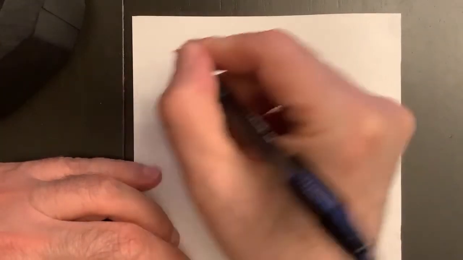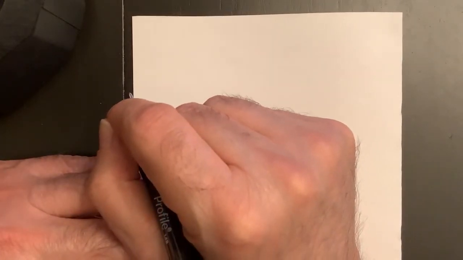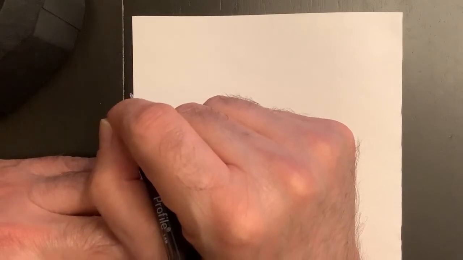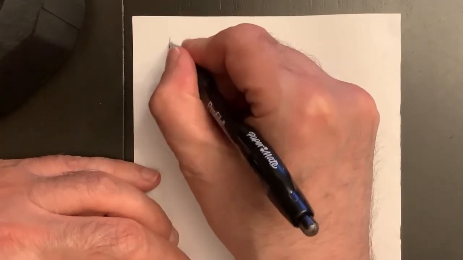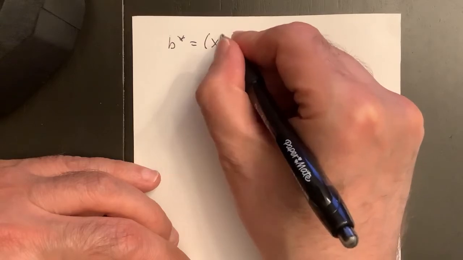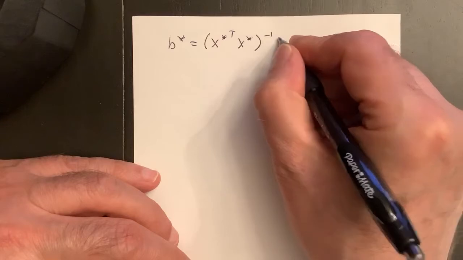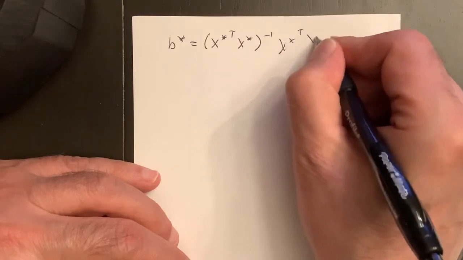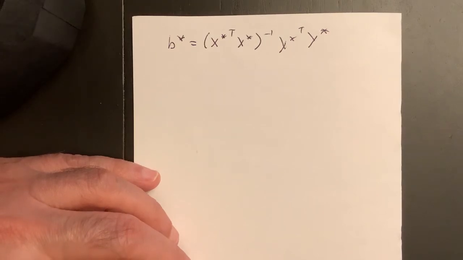Okay, so continuing from last time, what do we have? We have our correlation transformed variables, and we had a formula for b star, right? So b star is equal to, just like before, (X star transpose X star) inverse X star transpose Y star, where the star means they've undergone the correlation transformation.